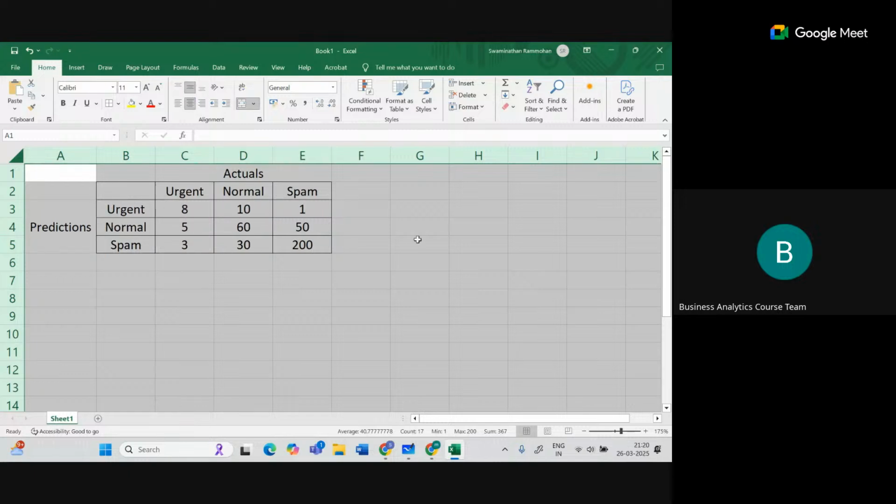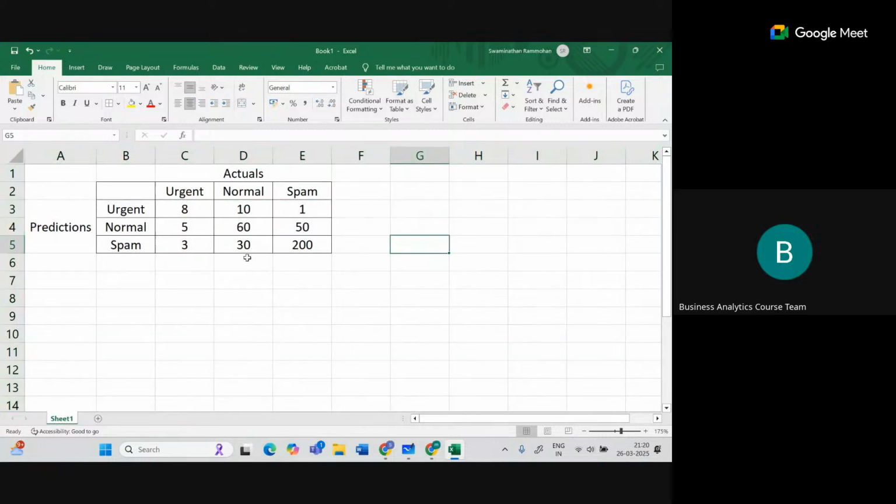Now from this, I want you to calculate precision for urgent, precision for normal, precision for spam. Similarly, recall for urgent, recall for normal, recall for spam. So this is the question. Any approach you're aware of? How do you deal with this?